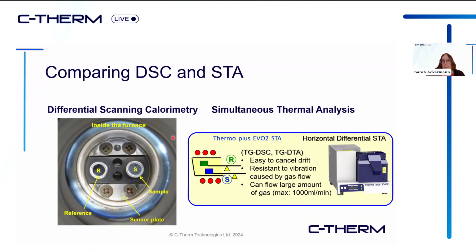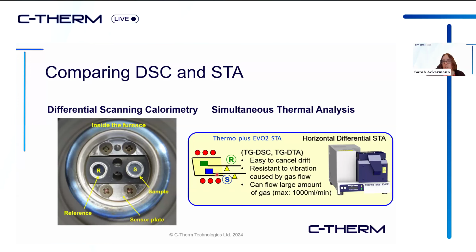Comparing DSC versus STA, the biggest difference is that instead of everything resting on the same plate, in an STA system, typically if it's TGDTA, we have the sample on its own arm and the reference on its own arm. There are some systems that put them both on the same arm. That has some benefits and limitations.